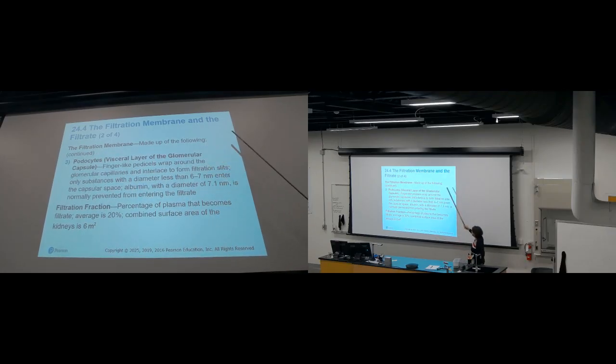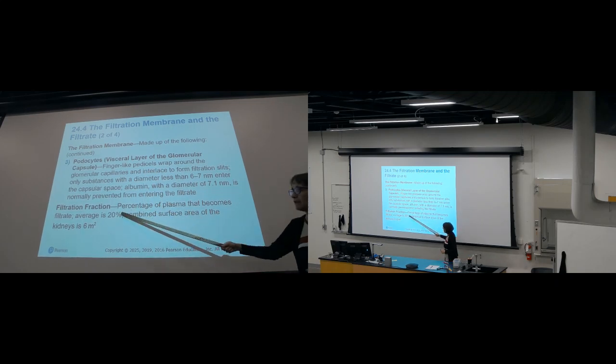And then you have the other part of the filtration membrane, which are the podocytes that surround these capillaries. So you have the finger-like pedicels that can open and close, and they don't allow molecules larger than 7.1 nanometers to go through, like albumin. Albumin is prevented from entering into the filtrate.